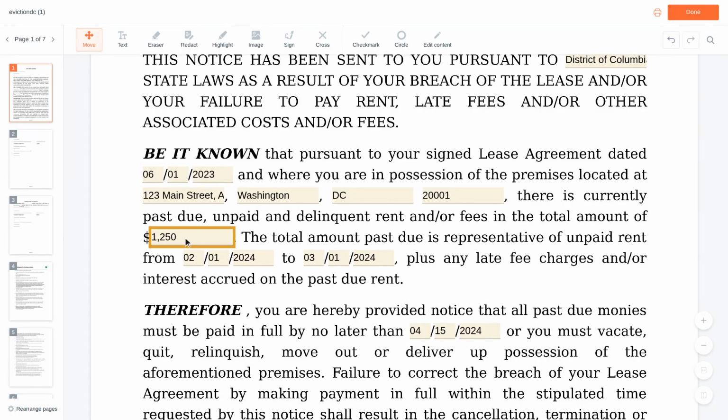Language matters too. If the landlord knows the tenant's primary language is something other than English or Spanish, and that language is covered under the relevant local statute, the notice must be provided in that language.